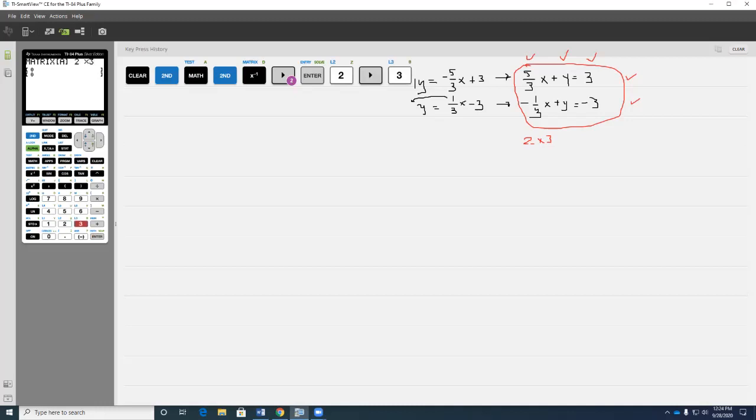And I'm going to hit enter. And now I just put those numbers in. I'm going to put the coefficients in. I'm going to put 5/3 in. Next, I'm going to put in 1 because I have a 1 in front of the y. Then I have to put the 3 in. That takes care of the top row.